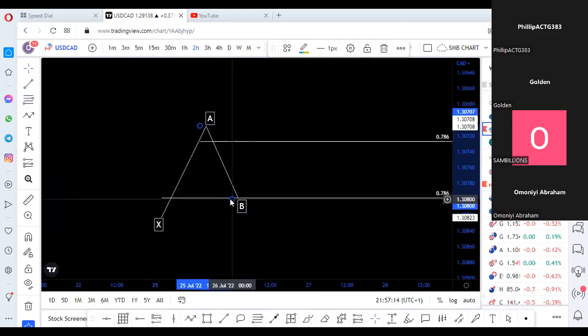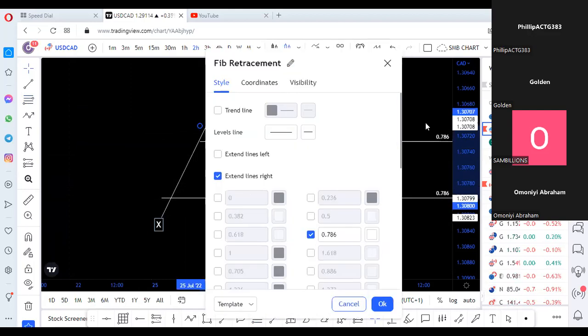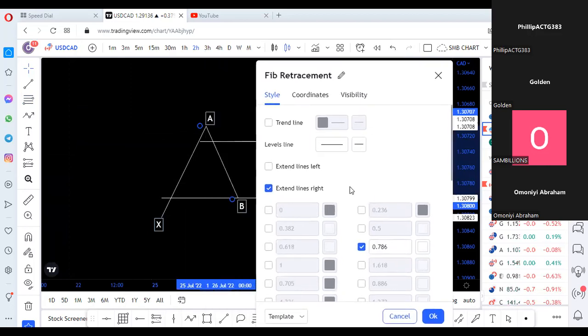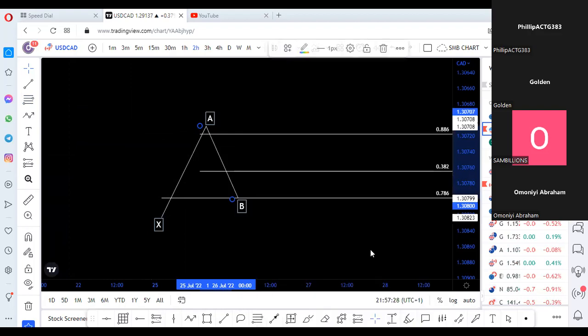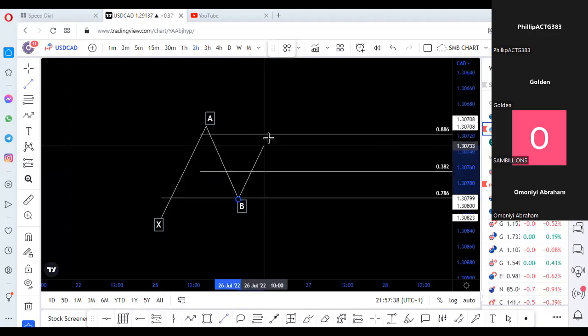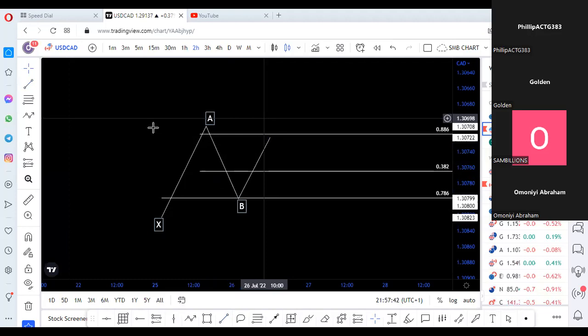And for this one, it's different from Cipher. Like I said, this is another type entirely. So it will be between 0.382 and 0.886 to get our C. Can I just put it here? Let's say here. This is our C.